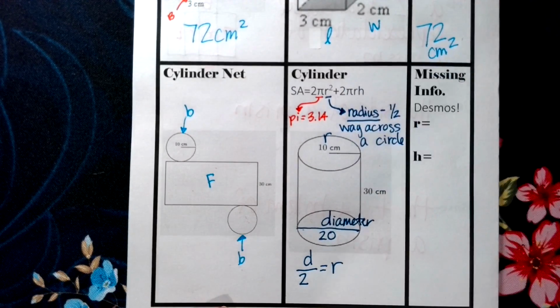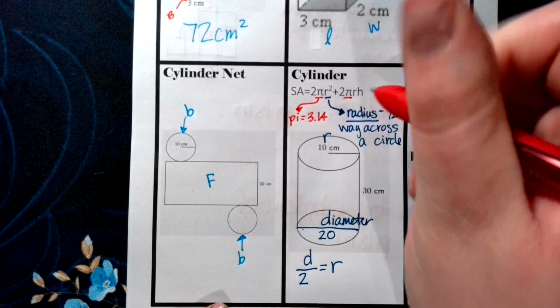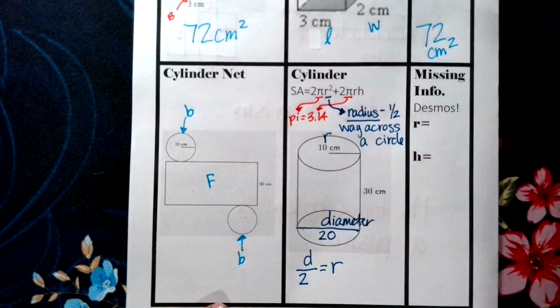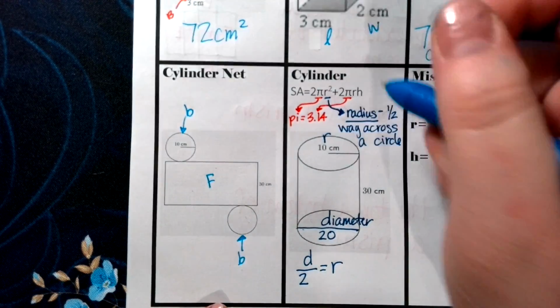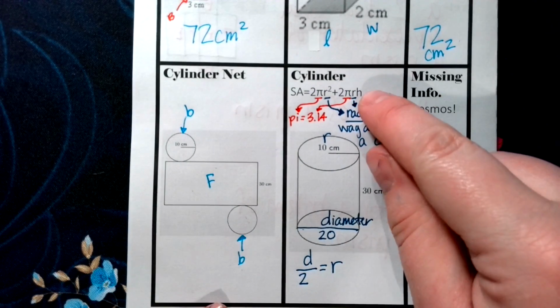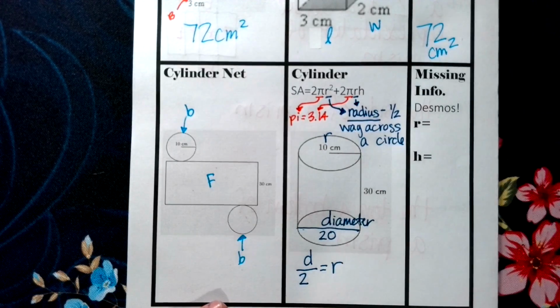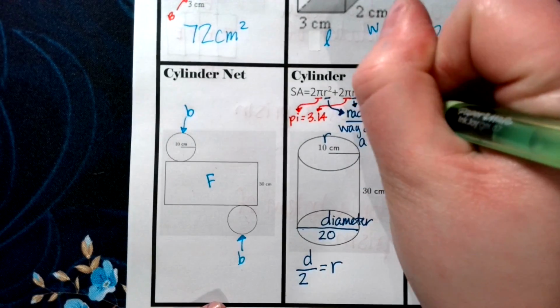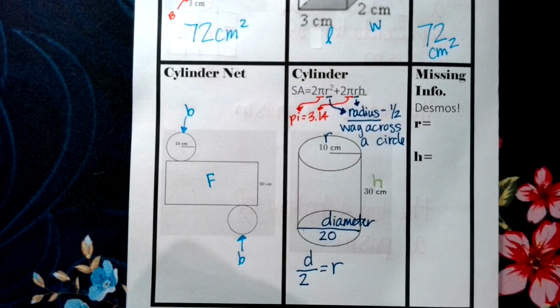Plus 2. We've got pi again. We're going to use 3.14. We've got our radius again. And then our h, that's the same thing that it was last time. Our h is our height, which is 30.